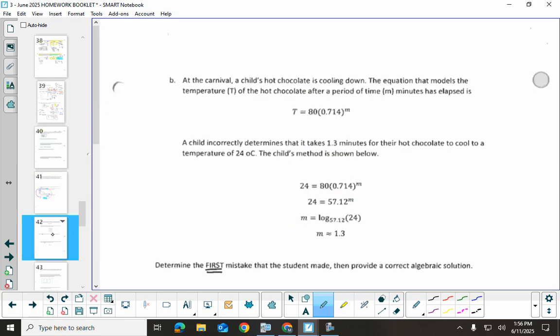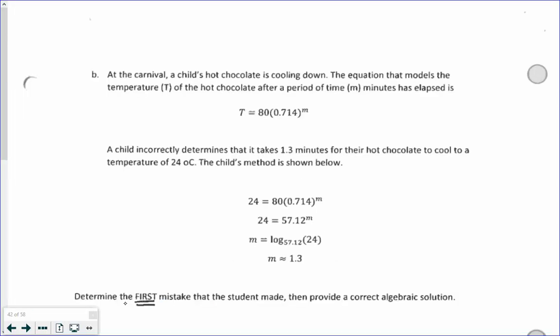Okay, part B. So at the carnival. So notice the theme here is being at a carnival. You were at a carnival and you rode down a slide. You're now at a carnival and a child's hot chocolate is cooling down. The equation that models the temperature of the hot chocolate after a period of time in minutes is T equals 80.714 M.